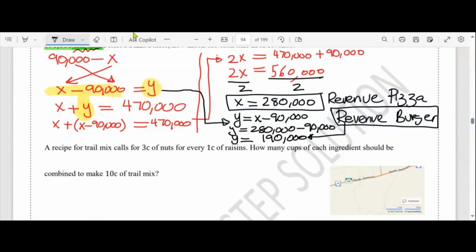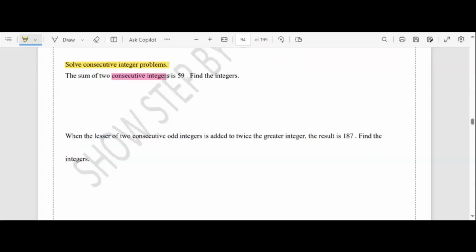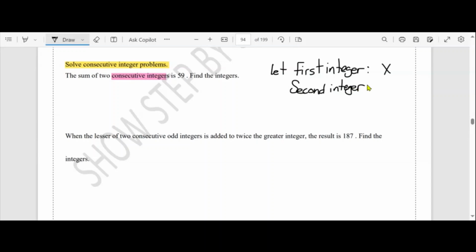Okay, can I save this? Solve consecutive integer problems. The sum of two consecutive integers is 59. What are the integers? So we're going to say let the first integer be x, and the second integer will be what?